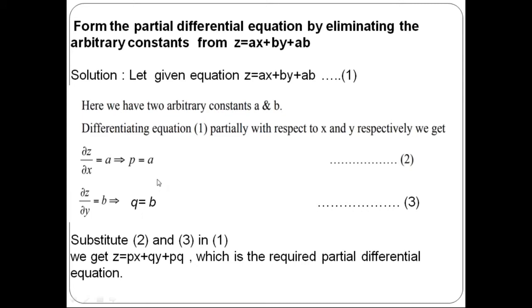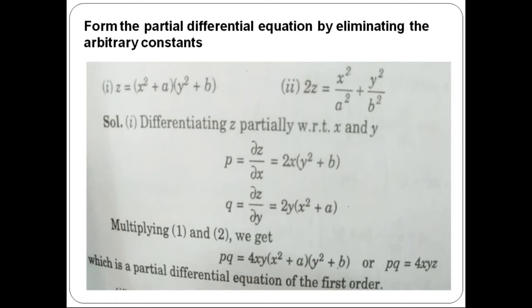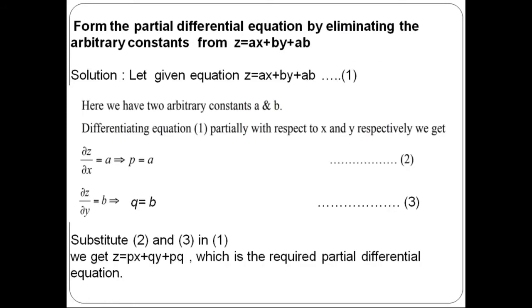I have the values of a and b. I just want to eliminate a and b, so I substitute their values in equation 1. That is, z equals px plus qy plus pq, which will be the required differential equation. I think it is clear to you how we can eliminate arbitrary constants.